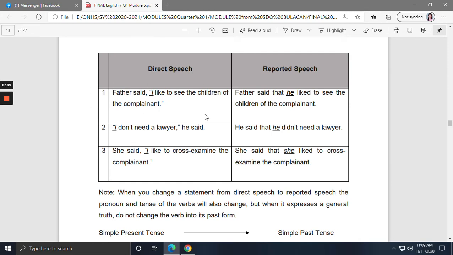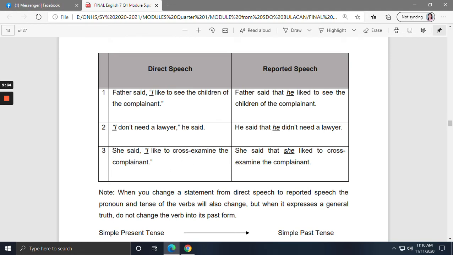So, from this sentence, from this direct speech, it becomes reported speech. Another, I don't need a lawyer, he said. If you will notice, this one is written at the end. So, all you need to do is to write that in the beginning. Can you see? It is now written in the beginning. Then, we need to erase again the comma. So, in erasing the comma, we need to use that. And change the pronoun. So, in here, we have a clue. We already use he. So, therefore, just copy it. He. And what is the past tense of don't? It will become didn't. And just copy the remaining part of the sentence. Need a lawyer. Period. So, from direct speech, it becomes reported speech or indirect speech.